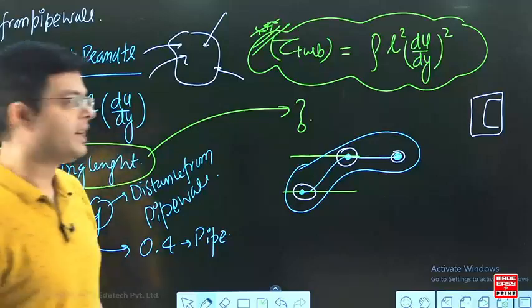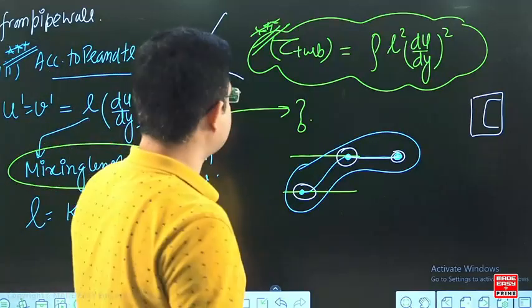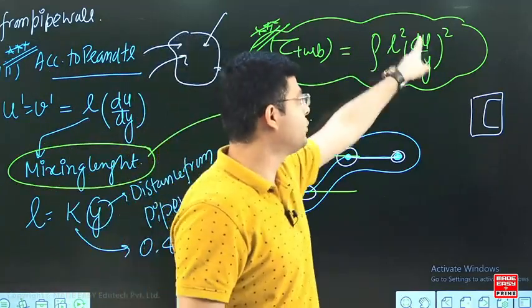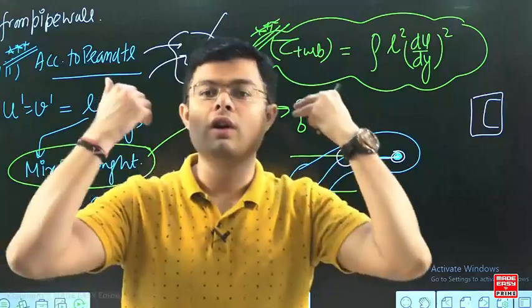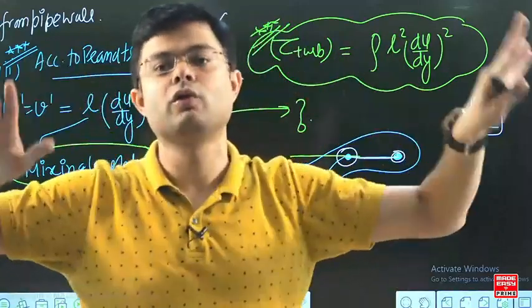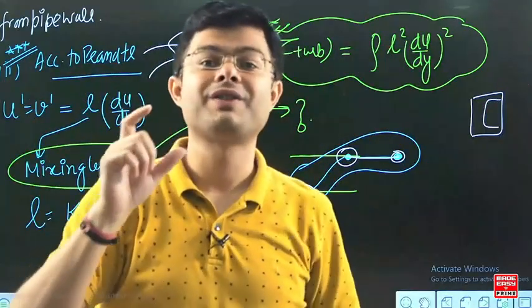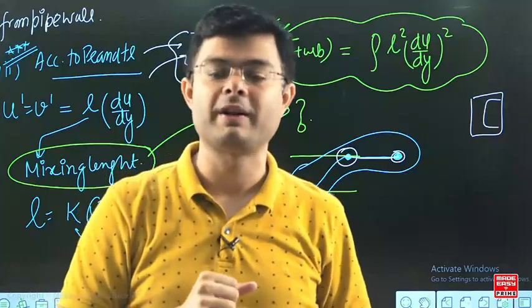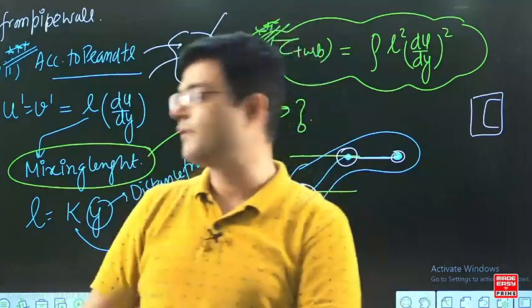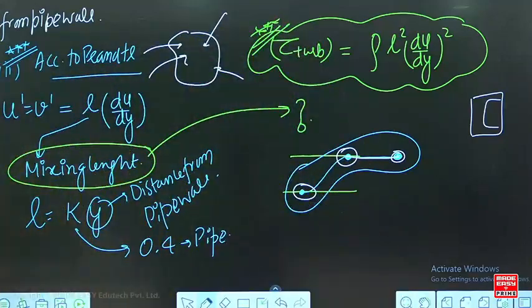Very good. All this, rho L square (du by dy) whole square, is already written in your printout, so no need to worry. But the definition of mixing length is missing in your printout. So please write down the definition of mixing length somewhere in your printout.